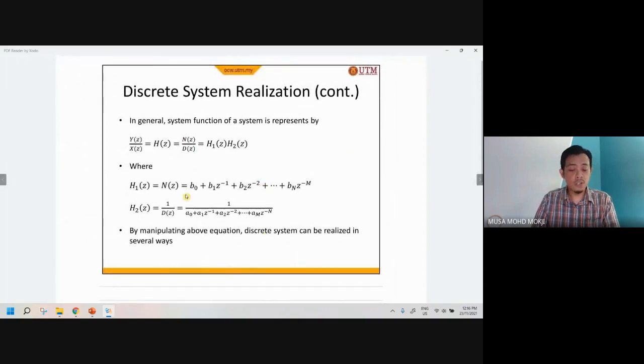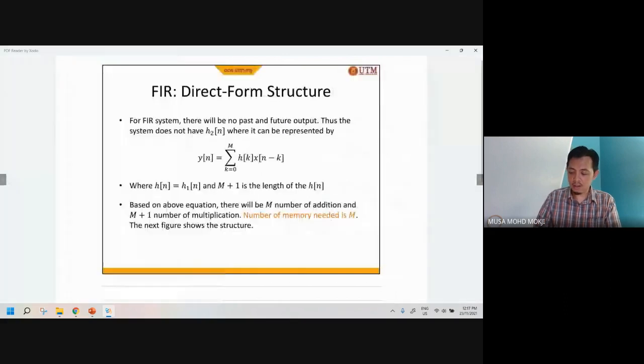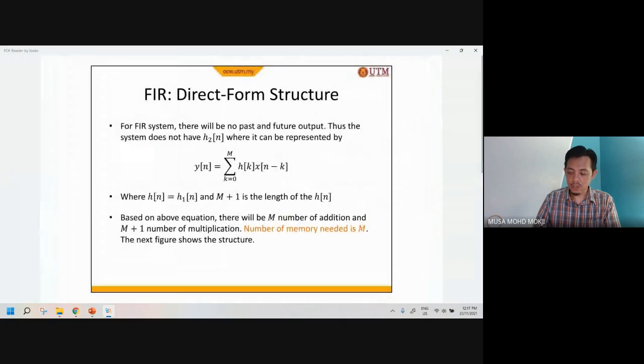And there are a lot of equations here. In general, the system function of a system is represented by, as we already know, Y(z) over X(z), which equals H(z). So we have a numerator and a denominator. We skip this, as there are a lot of equations there. We want to make everything simple. So this is the first one. We call it the direct form structure for FIR.